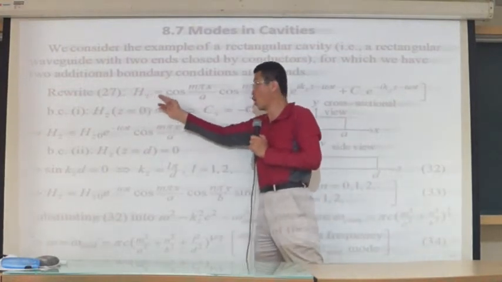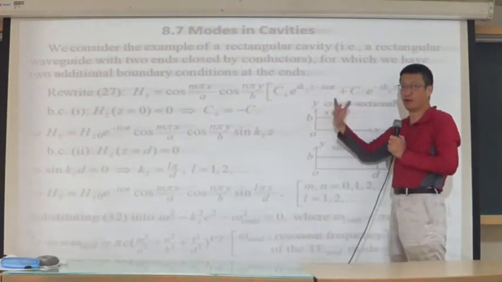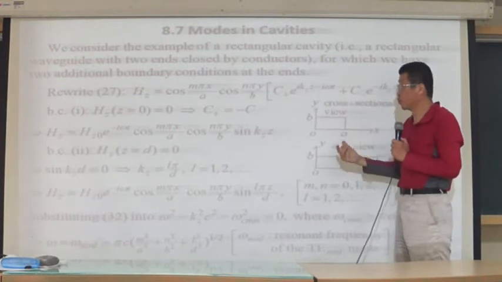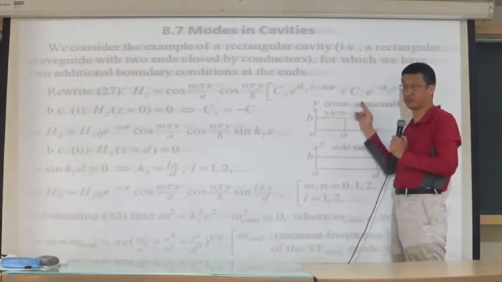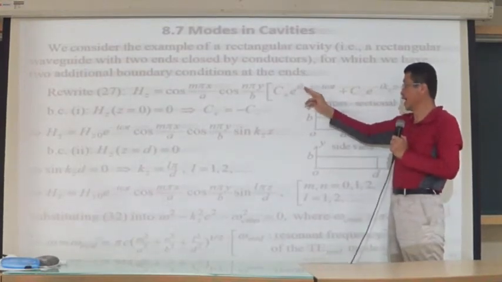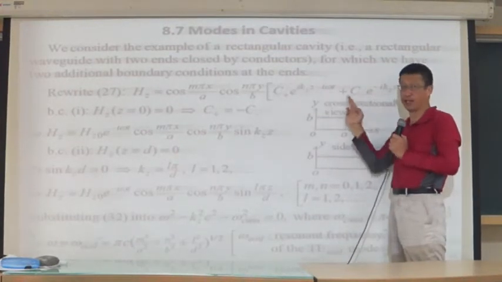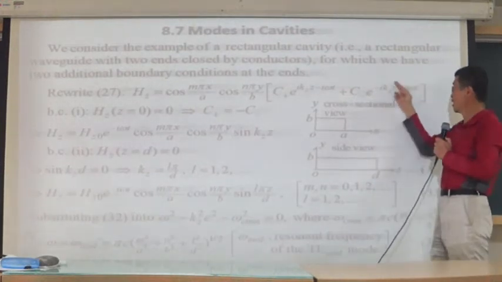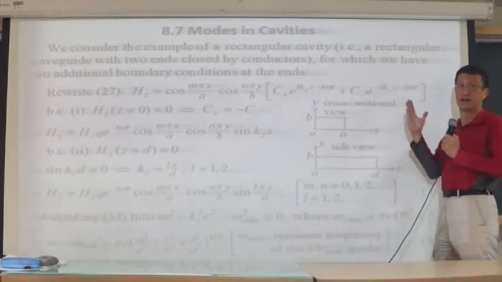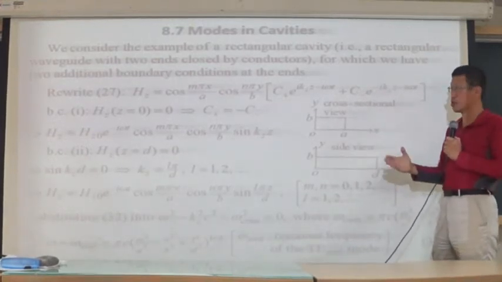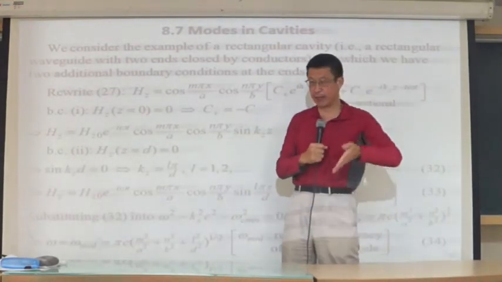So Ez will be like this one. It's a propagating wave for a waveguide. However, we want to determine the coefficients C plus and C minus. Exponential of i kz z minus i omega t means a forward propagating wave. On the other hand, exponential of i kz z plus i omega t is a backward propagating wave. So we will have 2 waves. One is propagating forward, the other is propagating backward.